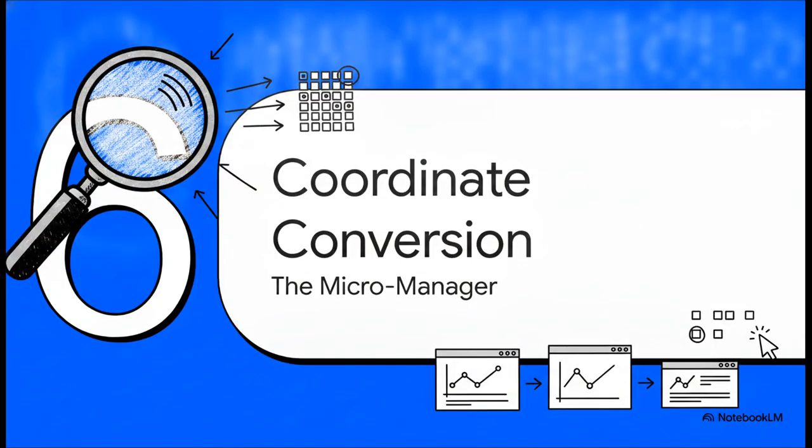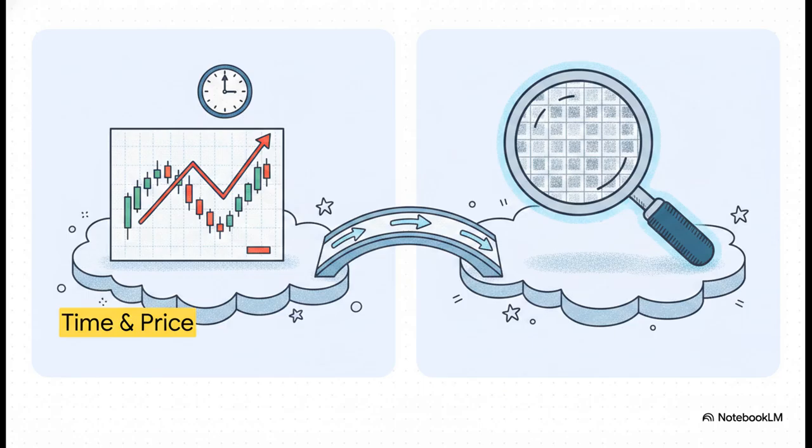Section 6. Advanced Coordinate Conversion, the micromanager. Now this is where we hit a really fascinating conceptual gap. We as traders inherently think in terms of time and price, right? Like where was the euro at 2 p.m.?